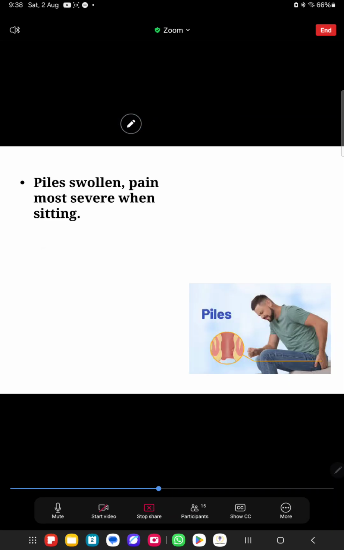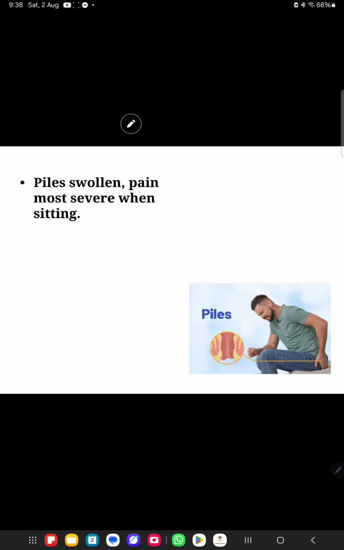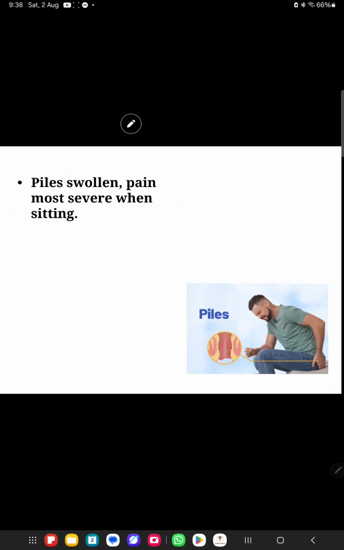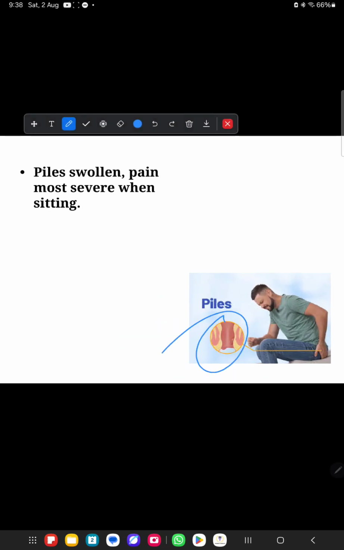Piles with swelling, pain most severe when sitting. You can see there is a swelling of the piles. Swelling of the piles is there, okay. And when the patient is sitting, then we can think about this medicine. And I have verified the symptoms to prescribe this medicine, Thuja.